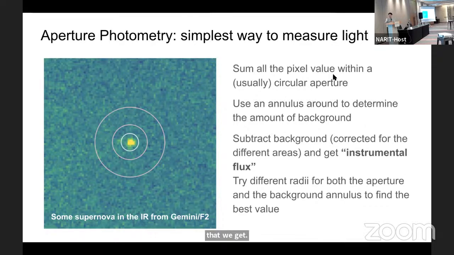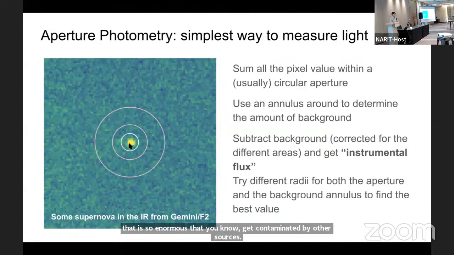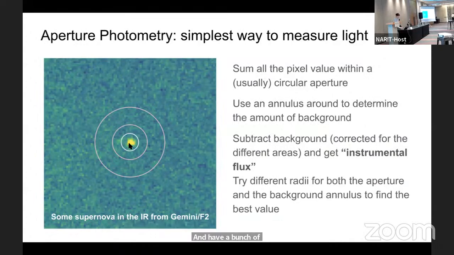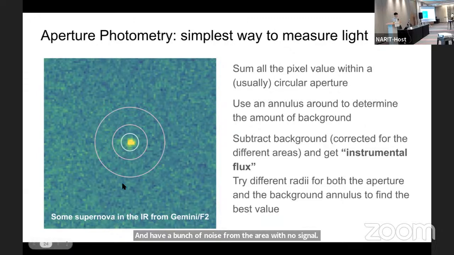Now, the obvious question is, how big does this circle have to be? Obviously you don't want something that is just right on top of your star, because that will not get all the flux. But you also don't want one that is so enormous that it gets contaminated by other sources and has a bunch of noise from the area with no signal. So there's a technique called a curve of growth to try to figure out what size of aperture you should use.